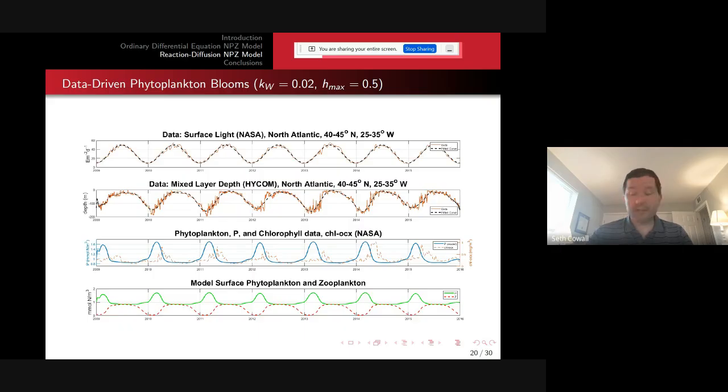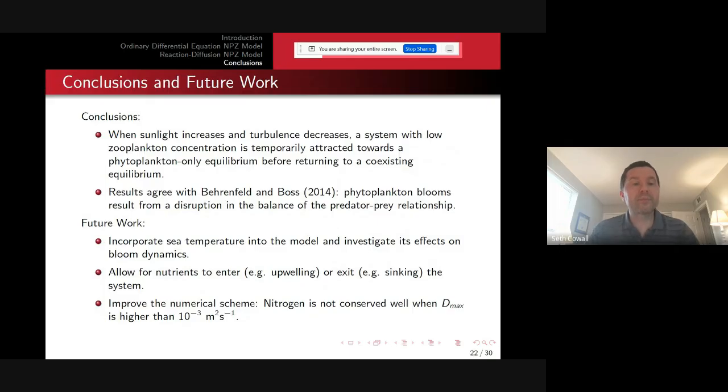Okay, so it's getting near 4 o'clock, so I am going to go ahead and skip ahead to our conclusions here. So what's the story we tell with our model? Well, we're saying that when sunlight increases and turbulence decreases, a system with a low zooplankton concentration is going to be temporarily attracted towards a phytoplankton-only equilibrium before returning to a balanced coexisting state. So that is the story we're telling of what happens during a bloom.